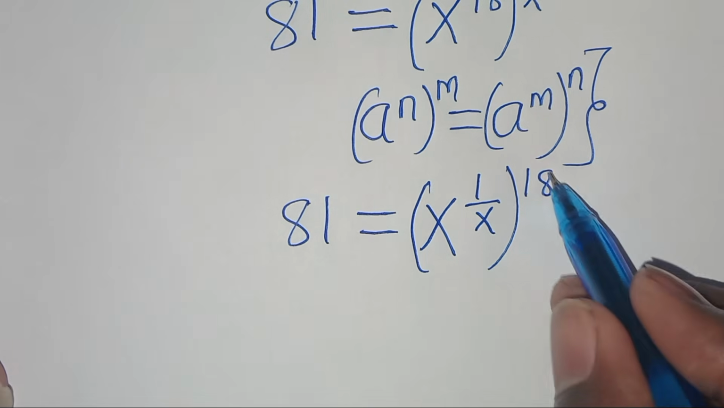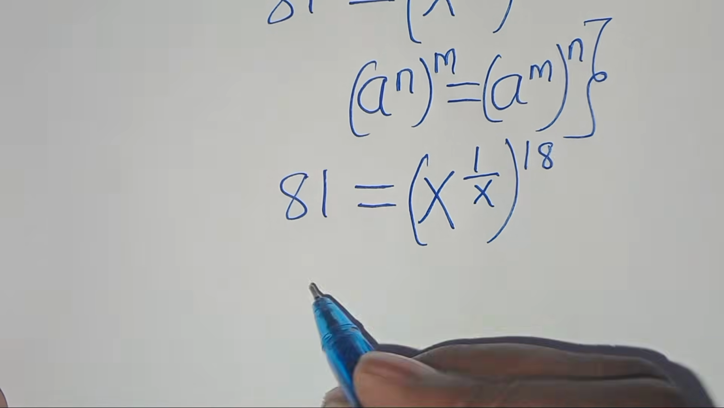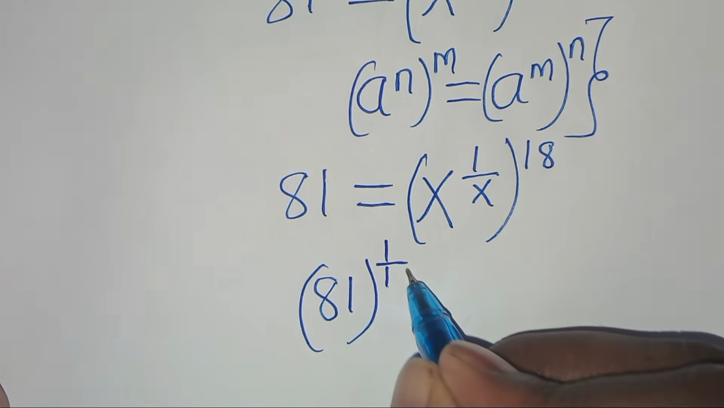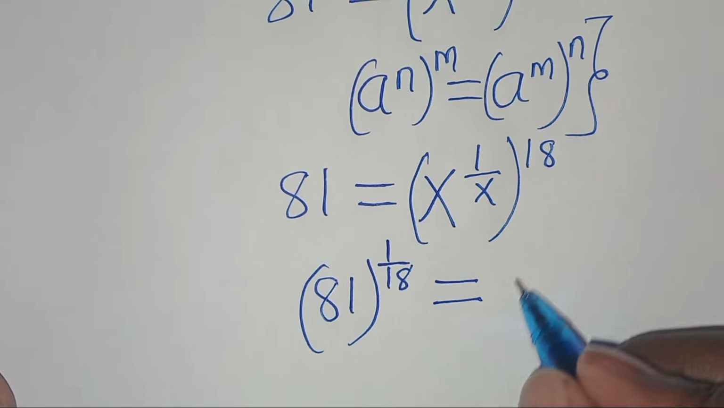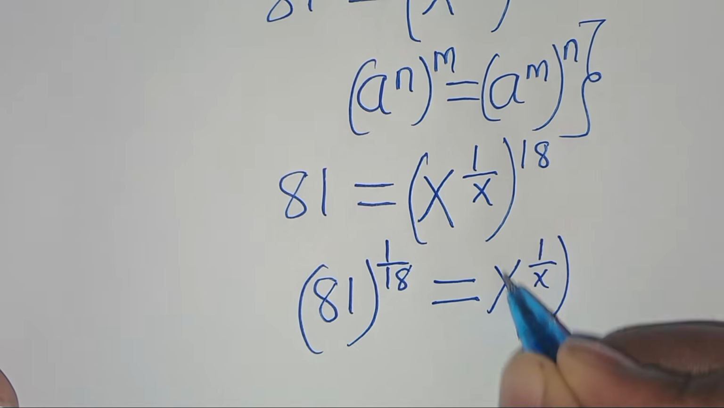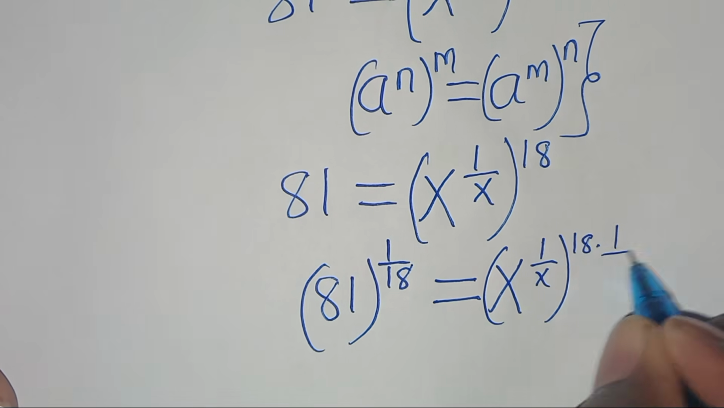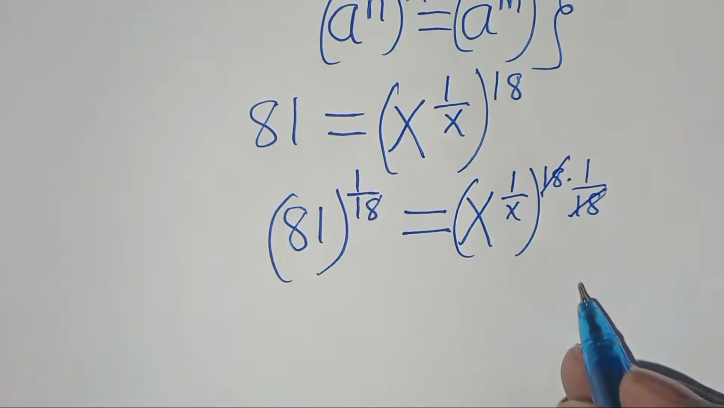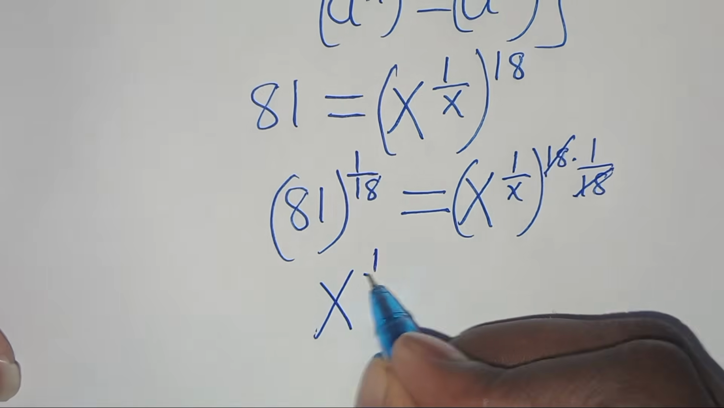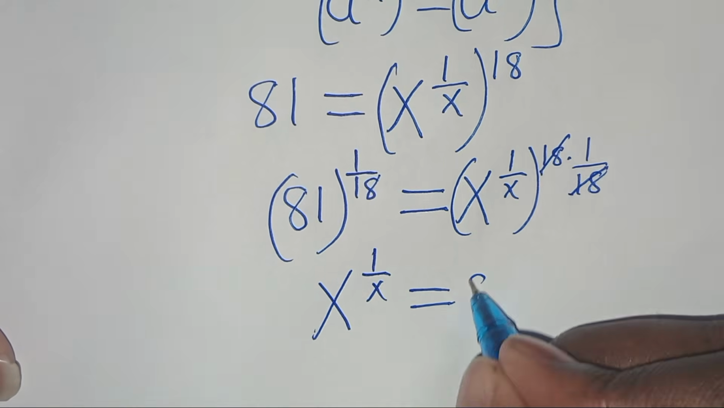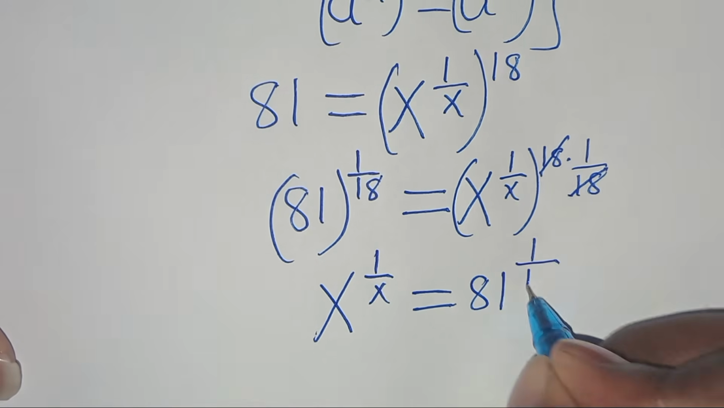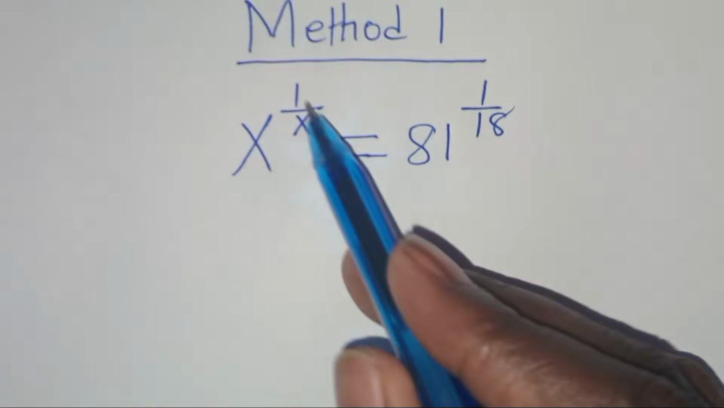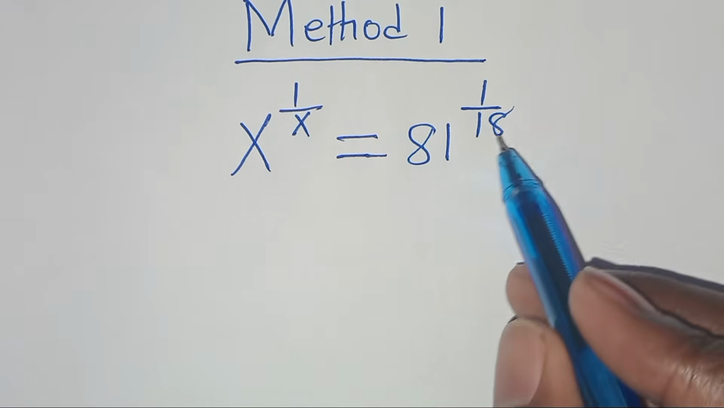Now the next step is to eliminate this 18, and to do that, let's multiply both sides by 1 over 18. So this is 81 raised to the power of 1 over 18, equal to x to the power of 1 over x raised to the power of 18 multiplied by 1 over 18. So let's simplify 18 and 18 here, so that we have x to the power of 1 over x equal to 81 raised to the power of 1 over 18.